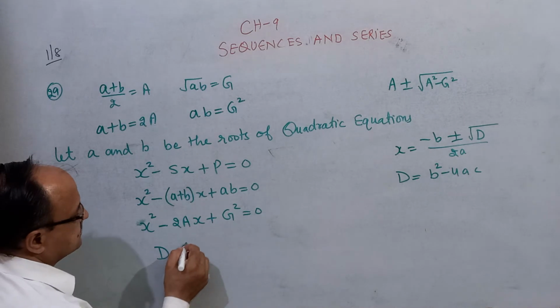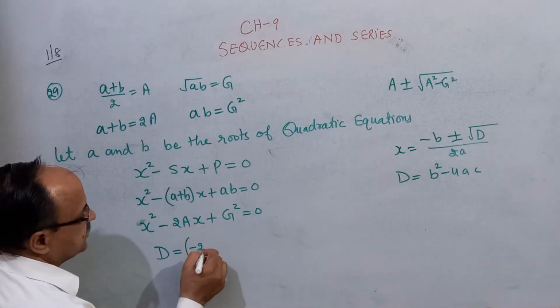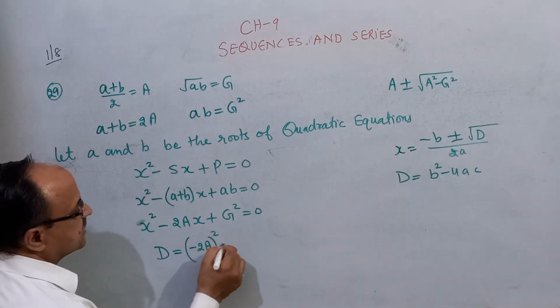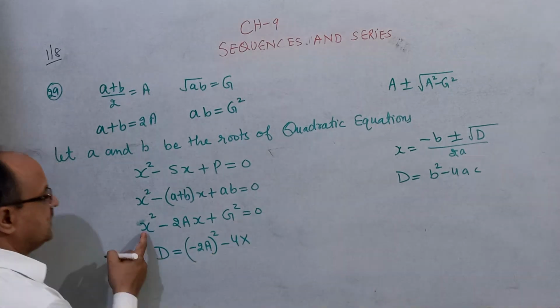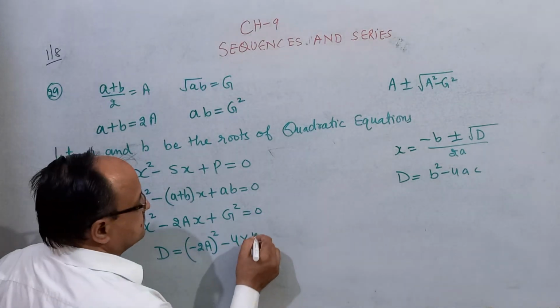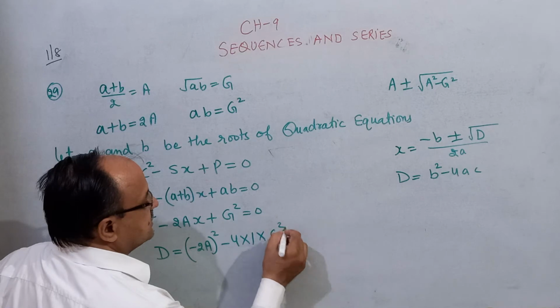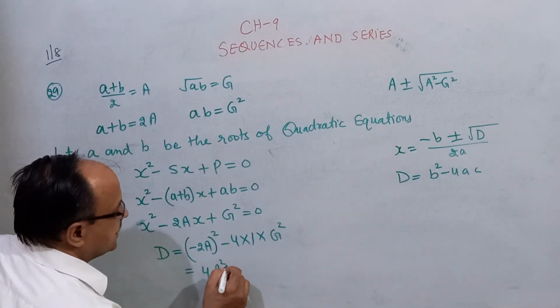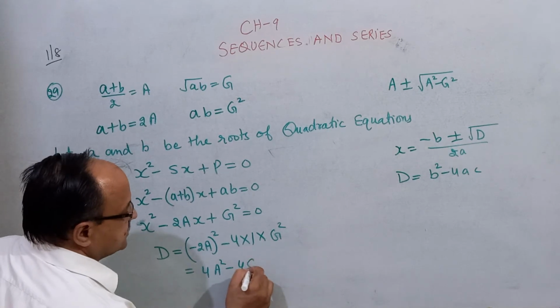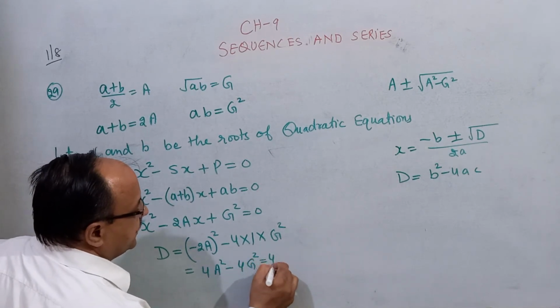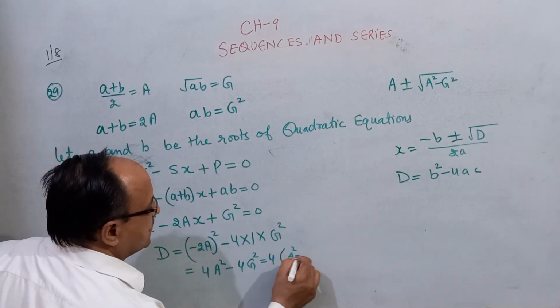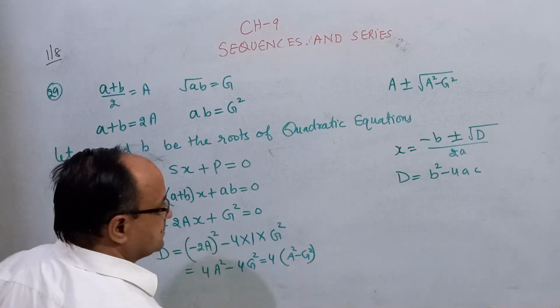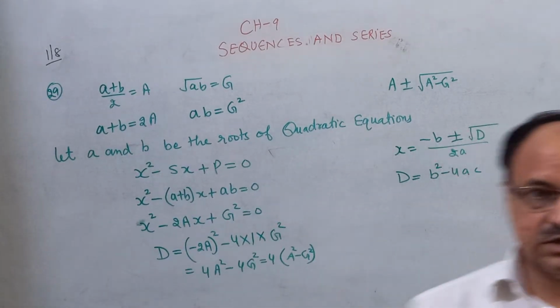Therefore, can you calculate D here? b square. What is the value of b here? Minus 2A. b square minus 4ac. a is the coefficient of x square, and c is G square. When you simplify, the answer is 4A square minus 4G square. 4 you can take common: 4 times (A square minus G square).